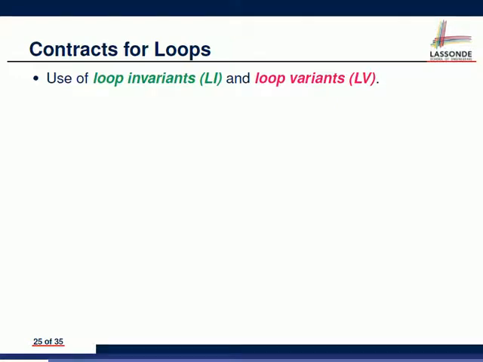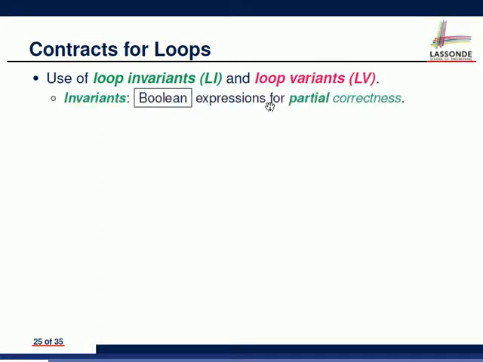Okay, so let's talk about loop invariant and loop variant. The loop invariant should be something that keeps being true, and the loop variant should be something that keeps changing until it reaches 0. Let's just go over very quickly. The invariant is a Boolean expression for partial correctness. The loop invariant is not for you to prove termination. No, it's only to say, given that it terminates, are we going to establish the postcondition?